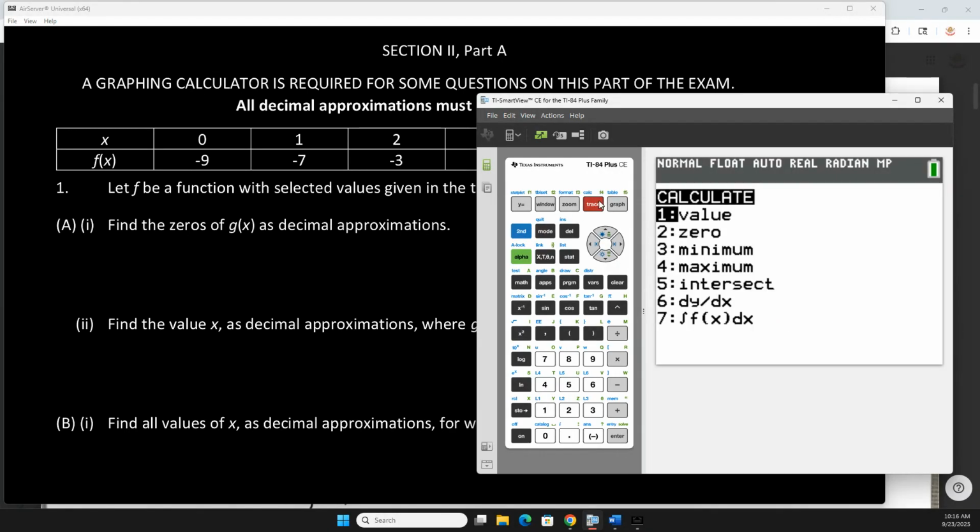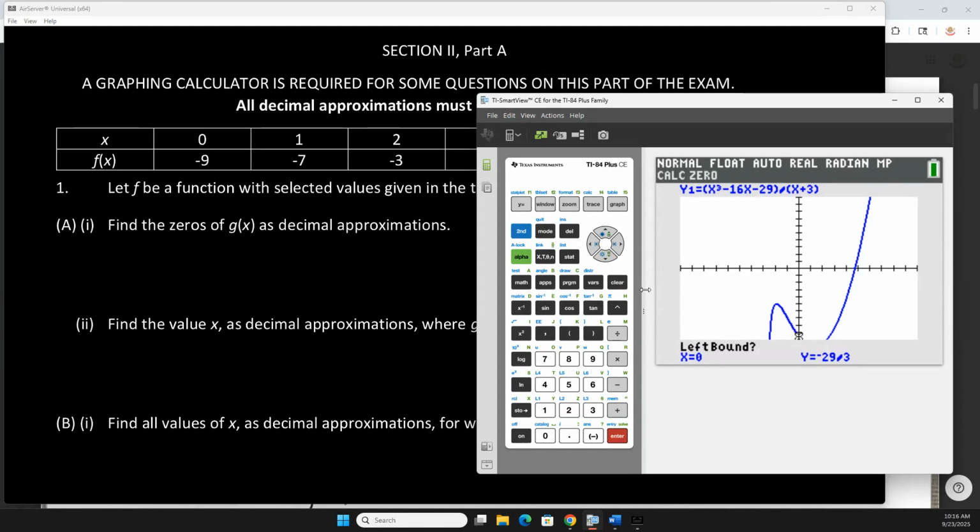Awesome. It's second trace, and then we're going to choose 2: zero. You have this little flashing cursor. I don't know where it is on yours; mine is on the y-intercept. We are going to scroll close to that zero, or x-intercept, but stay on the left side of it, hit enter, scroll to the other side of the x-axis, hit enter, and then enter one more time. All right?